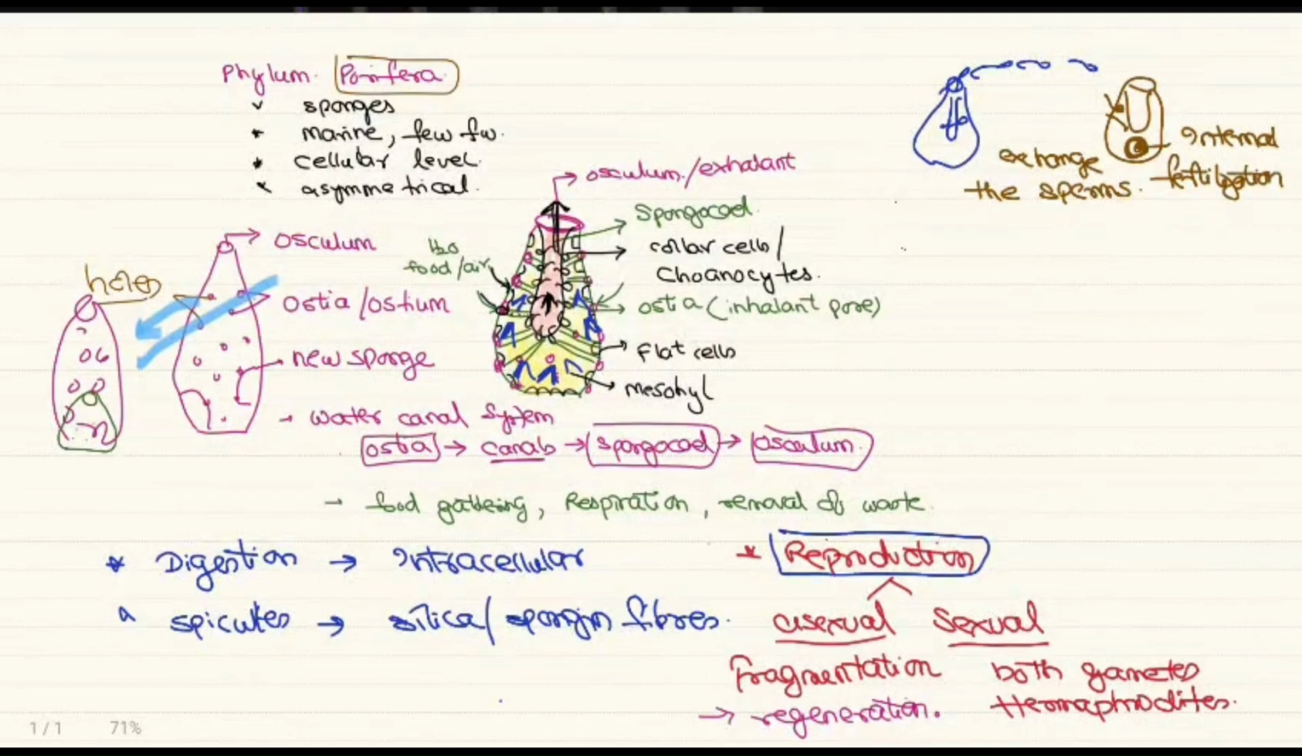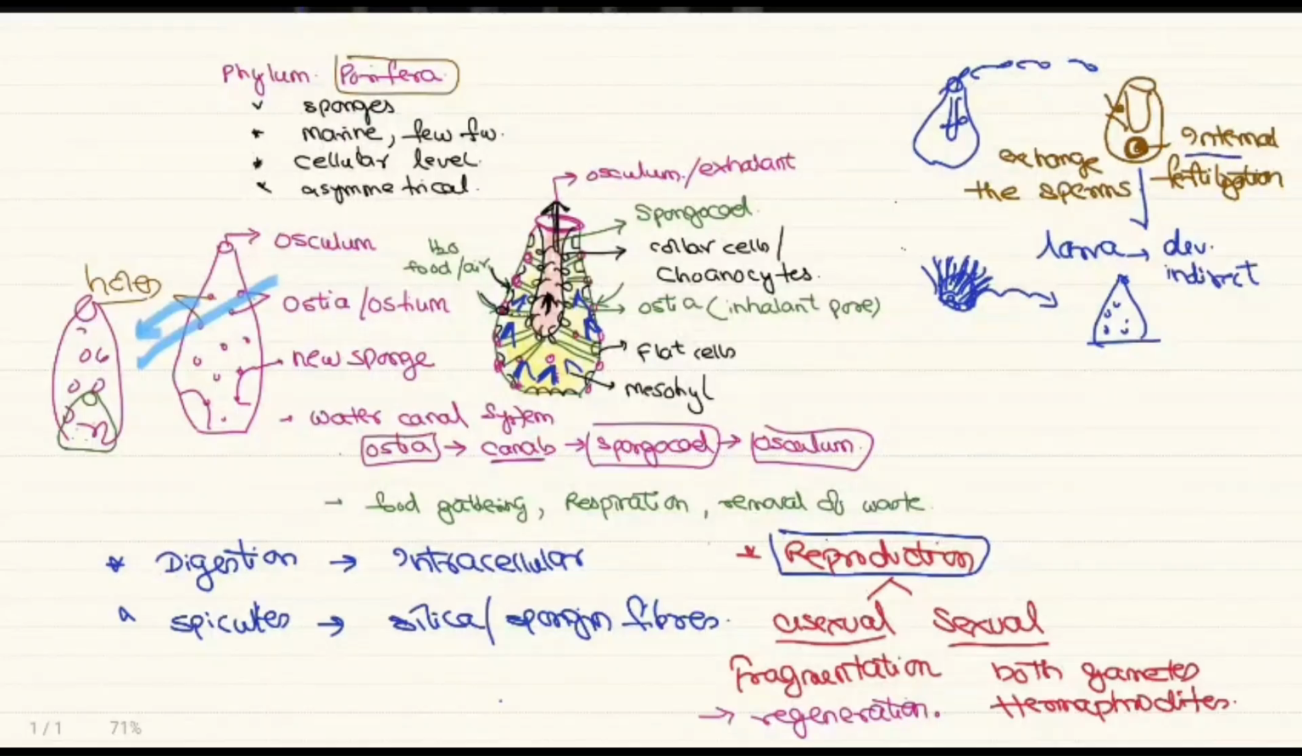Now, after fertilization, the zygote will develop into a larva. The larva is free swimming, a group of cells with a lot of flagella, and this freely swimming larva will move and then develop into a new sponge. As a larva is there in the life history, the development is called indirect. So they have internal fertilization and they have indirect development.